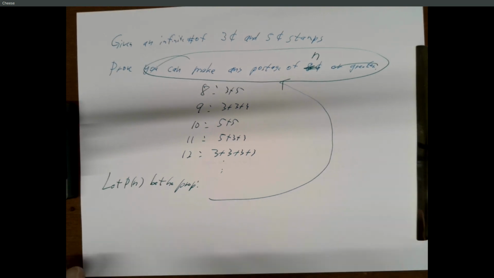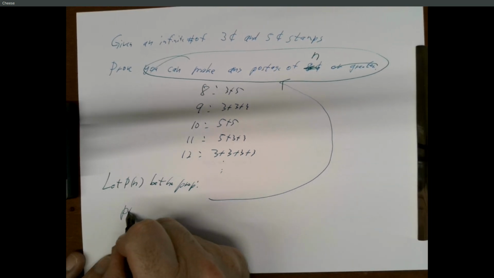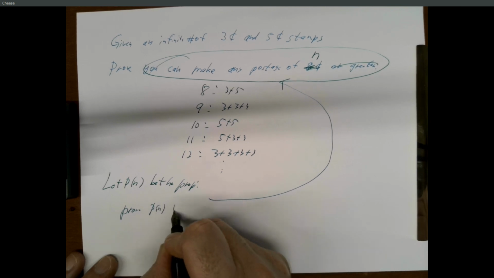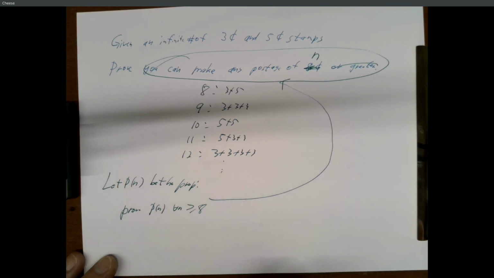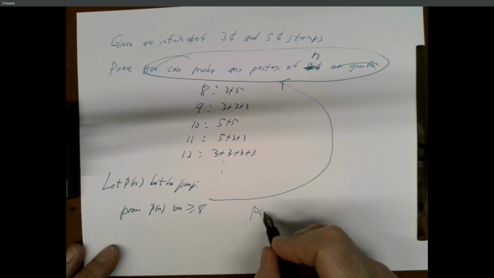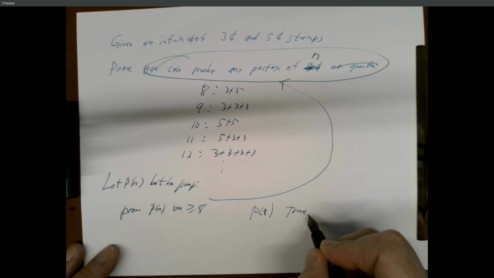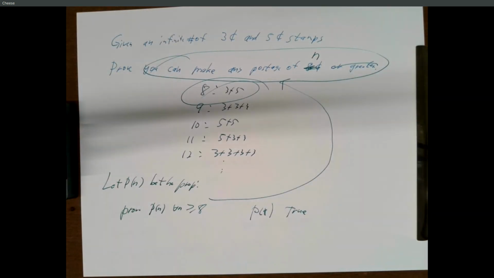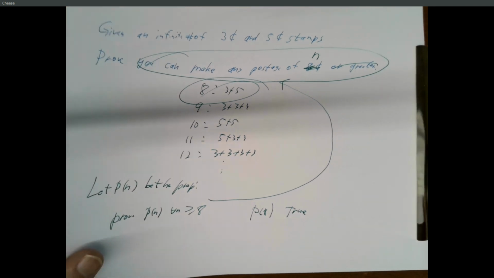Okay, we need a base case, and this is for proving P of n for all n bigger than or equal to 8. So we need a base case. P of 8 is true. Why? Because we just did it up there. You take a 3-cent and a 5-cent. Okay, so let's see the inductive step.